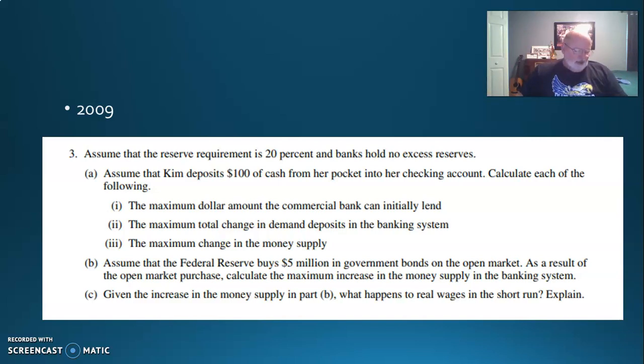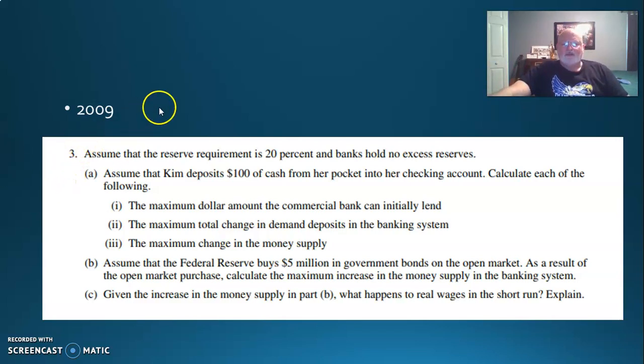What is the maximum change in the money supply? Now here's the trick. That $100 was already in the money supply when it was in her pocket. So when she puts it in the bank, yes, the money supply becomes $500. But how much did it go up? $400. Okay, less than $100. So that was not a change in the money supply. It was already there.